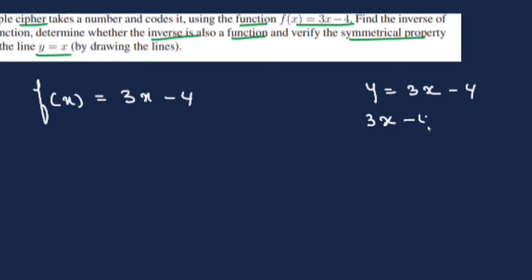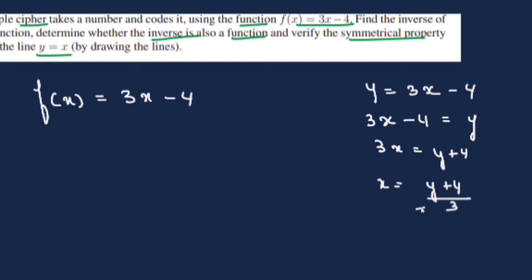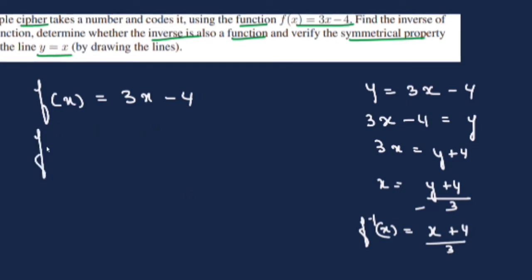So 3x minus 4 is equal to y. So 3x is equal to y plus 4. So x is equal to y plus 4 by 3. So this is the inverse function. The function f of x is 3x minus 4. The inverse of this function is, just replace y by x, so it will become x plus 4 by 3. So f of x is 3x minus 4, and the inverse is x plus 4 by 3.